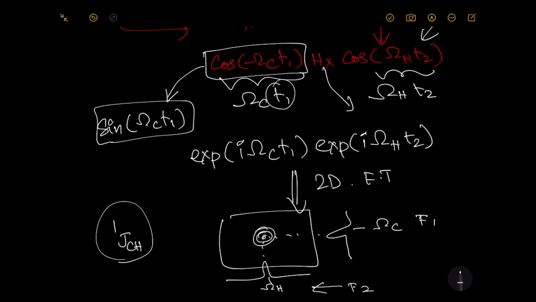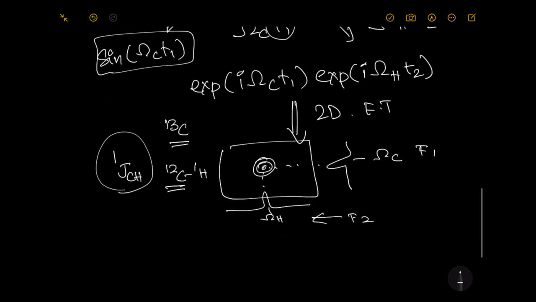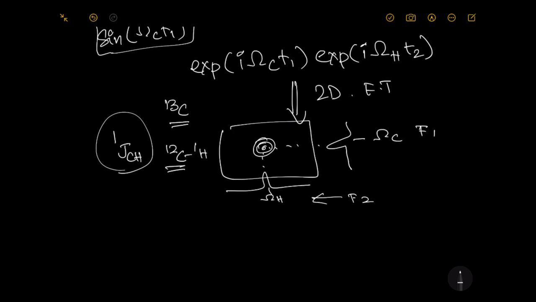And of course, we have assumed here that the carbon that we are talking about is carbon 13. If we're having a carbon 12 1H, this will not be observable, obviously because of the fact that carbon 12 doesn't have a non-zero spin quantum number. So therefore, this is exactly how a two-dimensional correlation spectrum is obtained.